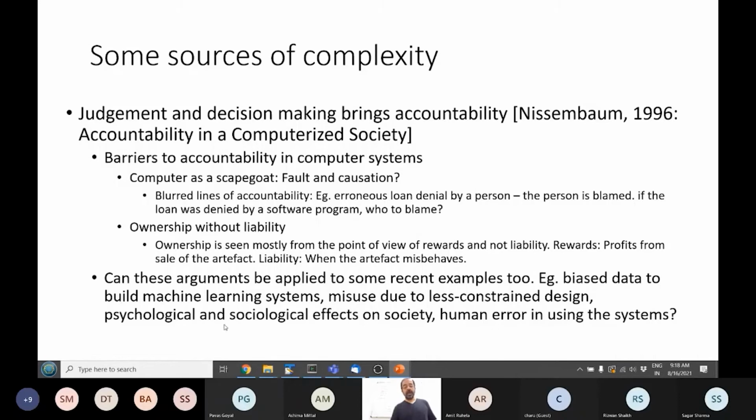Then what sorts of harms should we be considering, right? Psychological and sociological effects of systems on society, right? Should we consider those? Why is it difficult to consider these things? Because you'll only notice them once the system has been put into operation and it's working at a large scale, right? And at that point, it might be very difficult to shut down the system that has been put into place. These are some reasons also why, therefore, computer systems become, right, complex.